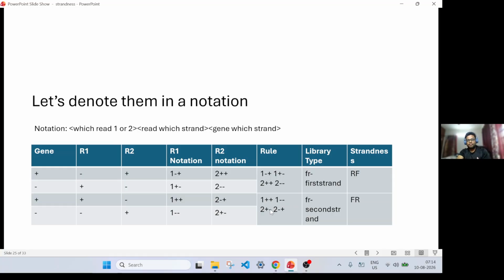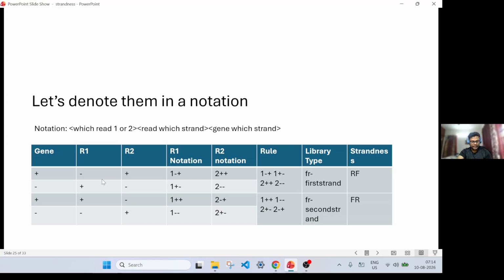So you say forward, but for the second read you have to say reverse, because when plus is there you get minus, and when minus you get plus. So that's why you say F and R. So for the second you say R. These two terminologies might be confusing, but from this rule you can see what they mean. So this is what all the tools decide.